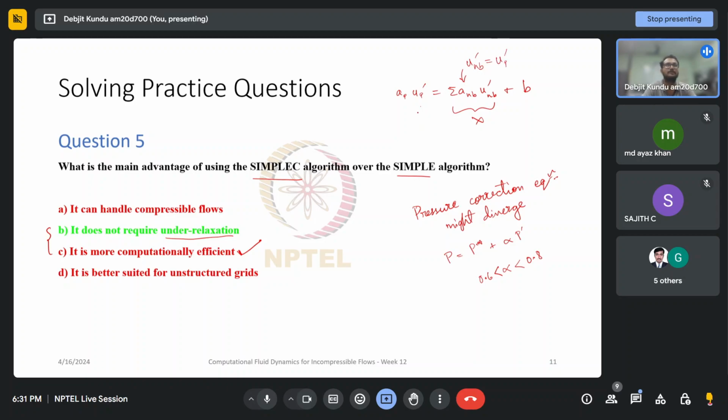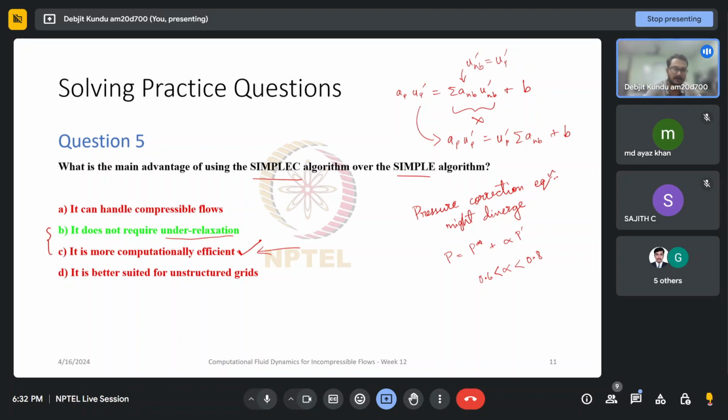That actually simplifies this equation down to a_P u_P prime equal to u_P prime into summation of a_nb plus b. So then you can take u_P prime to the other side and find out the velocity correction equation. And these b's have the pressure corrections within them. So essentially you avoid the chance of divergence altogether in the SIMPLEC algorithm by not ignoring the neighboring correction terms, and it makes it more computationally efficient as well. So it's a better algorithm than SIMPLE.